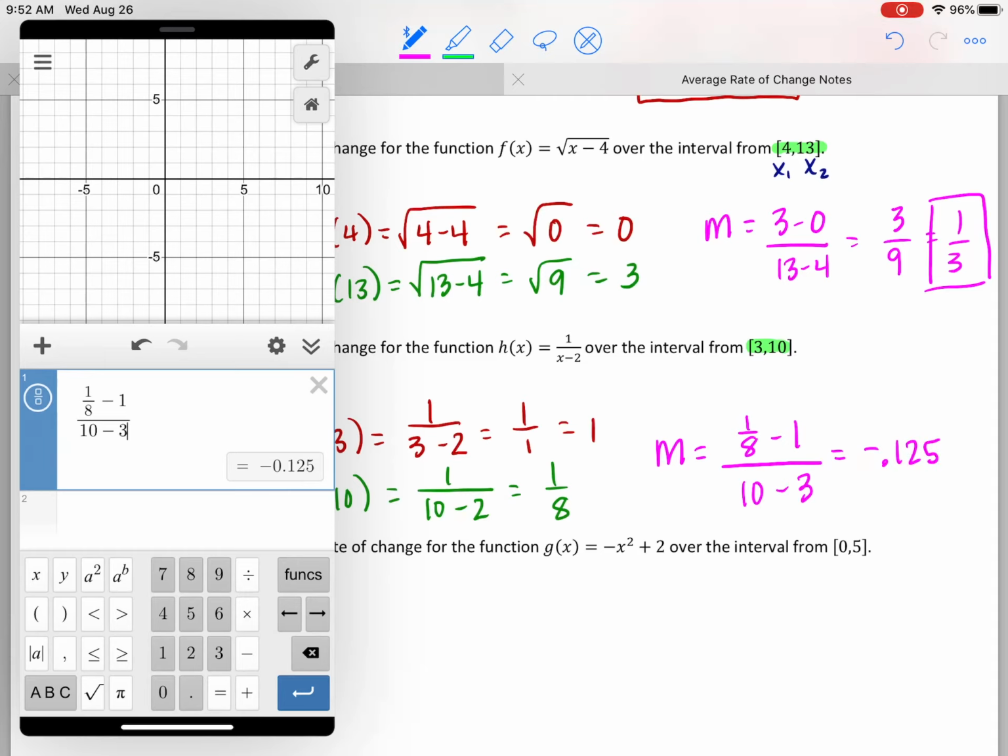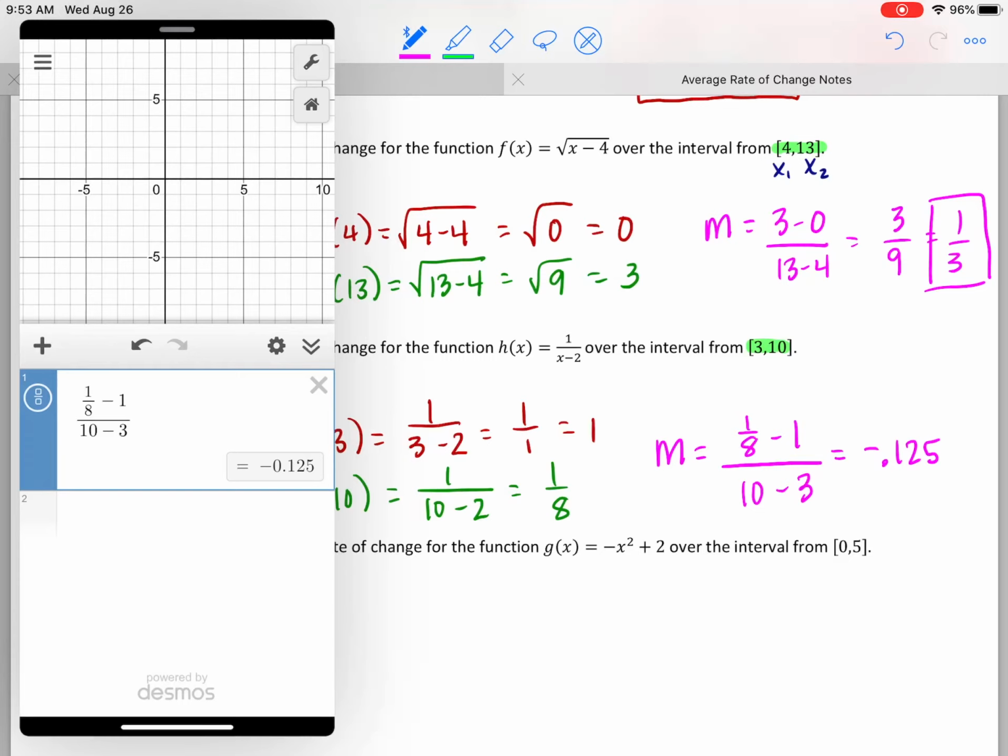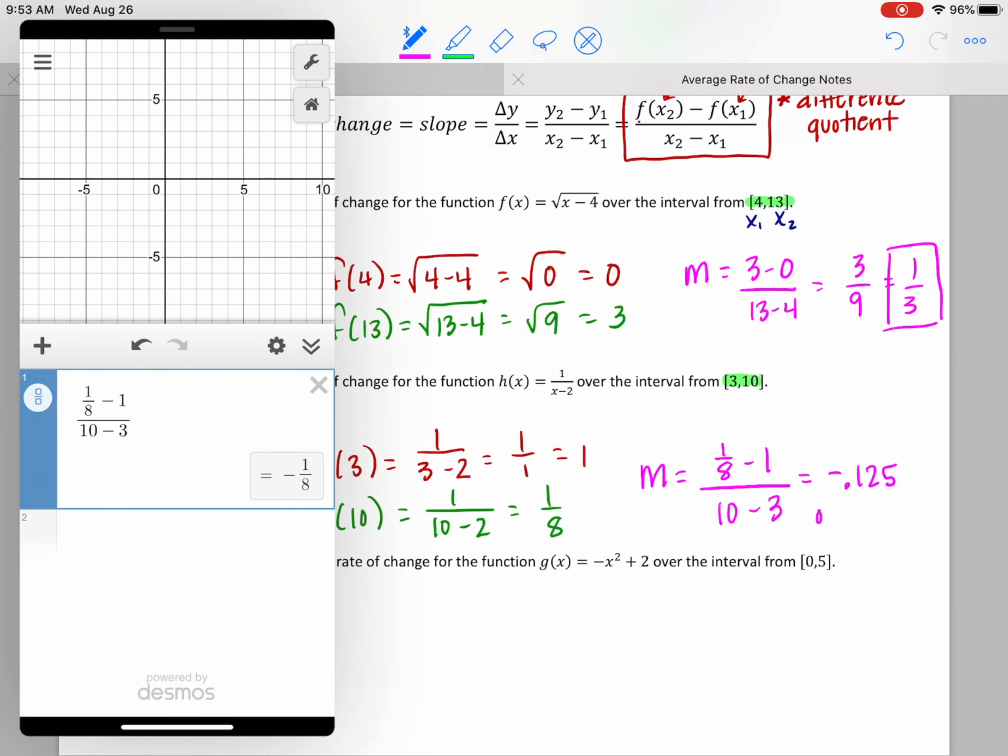But if I want the fraction, which is a little better when you're talking about slope, it's a little easier to see exactly how you're moving. In the blue section here on my Desmos screen, you see this little picture that looks like a fraction. If you hit that, it will take your decimal and convert it. So you can go back and forth from a decimal to a fraction using that button. So this is also equal to negative 1/8.